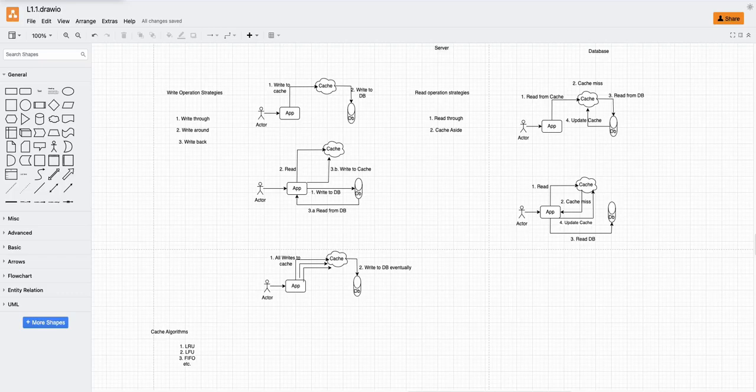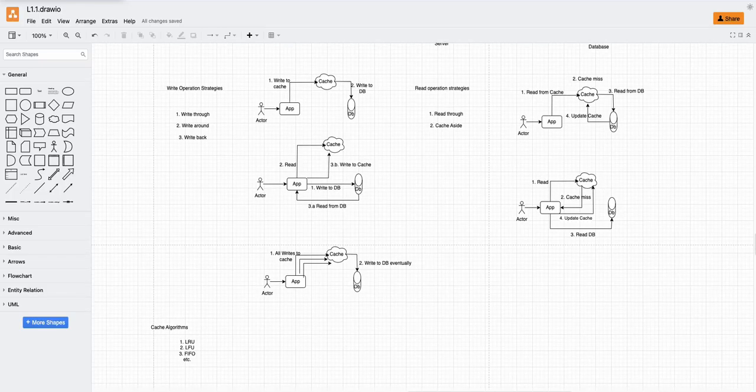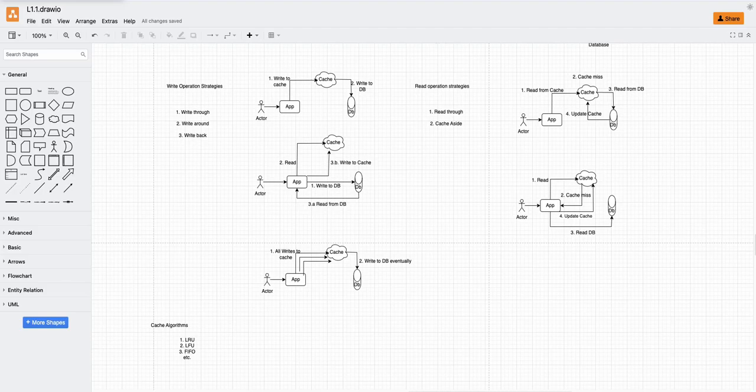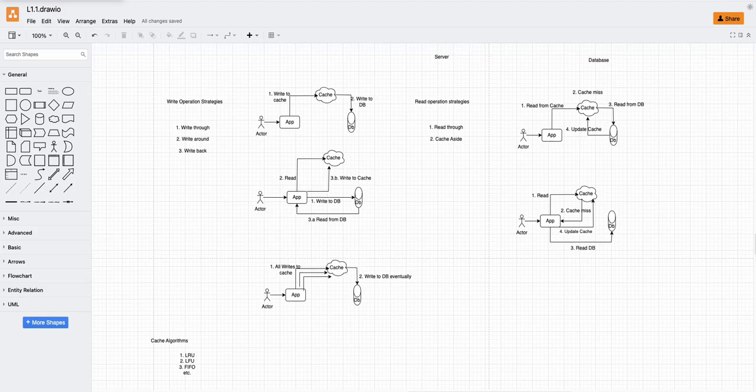Third one is write back strategy. Write back is whenever you send the data to be written, whenever you initiate a transaction, it gets written to the cache first, and eventually over time it gets updated in the database. So these are the write operations.